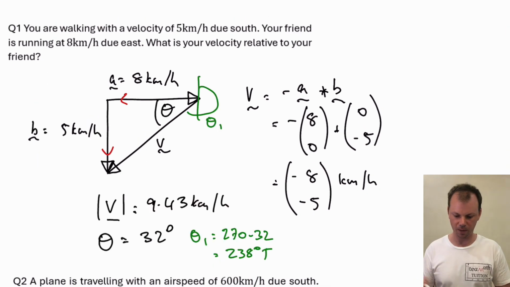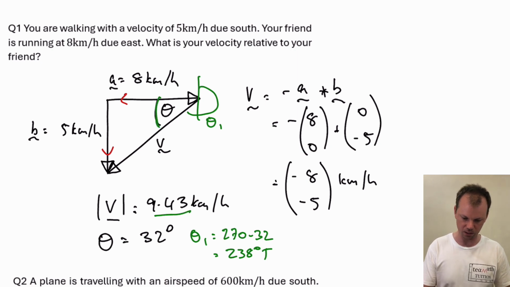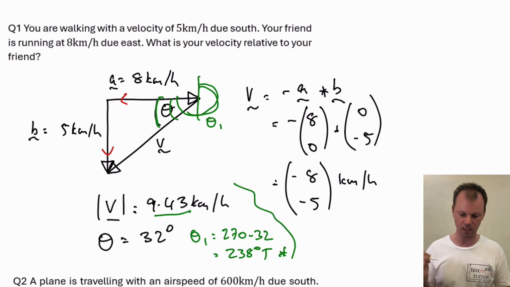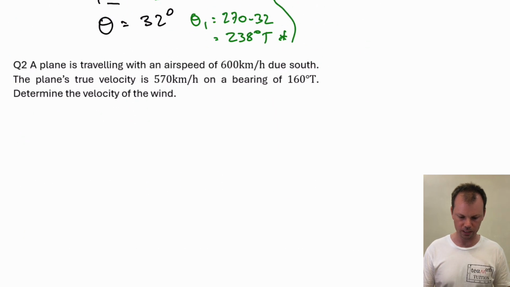Okay, so we found the magnitude, we got 9.43. The angle here is 32, but we want the true bearing, so we're doing 270 minus the angle, and we get 238 degrees true. So this is our velocity relative to our friend. Look at one more question.